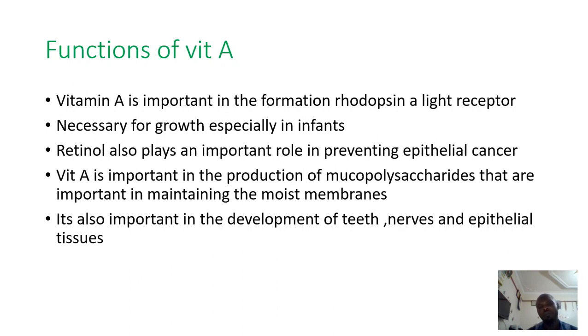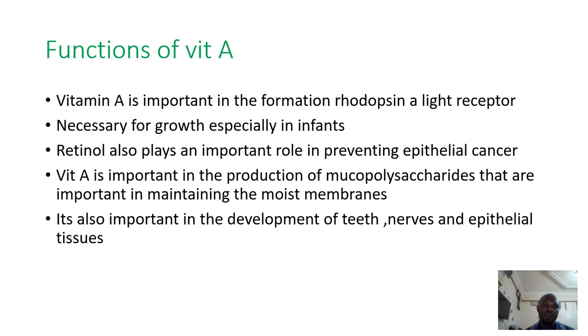So remember, it is rhodopsin, and then when you are coming from a room with bright light to a room with a dim light, you can easily be in position to see because of the presence of vitamin A. Vitamin A is responsible for the formation of rhodopsin, which is a light receptor. Vitamin A is also necessary for growth, especially in infants. You need vitamin A, otherwise in case of any deficiency it may affect the other processes in the body. Retinol also plays an important role in preventing epithelial cancer.